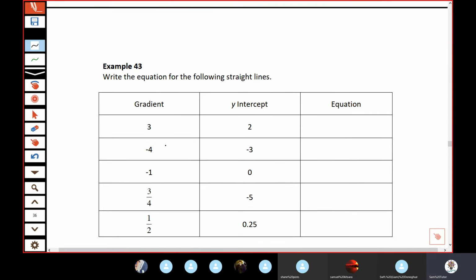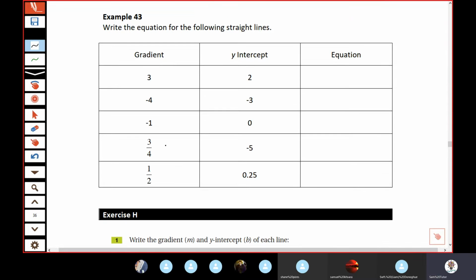All right, let's try the other way around. Write the equation now, given the actual gradients and y-intercepts. So we've got to write it in this form. You're always going to have the y, and you're always going to have the x. Let's see who can do this one.